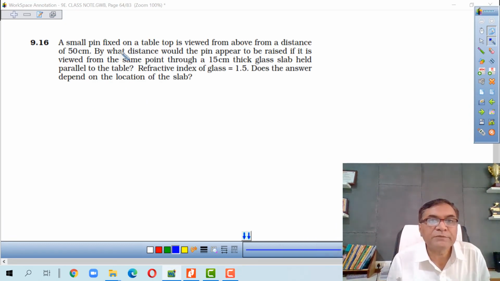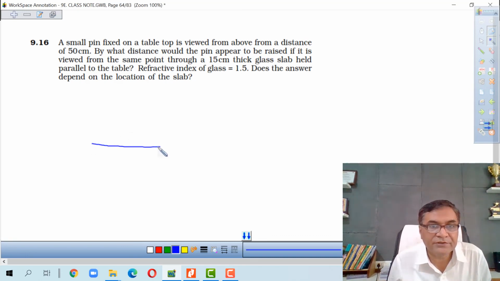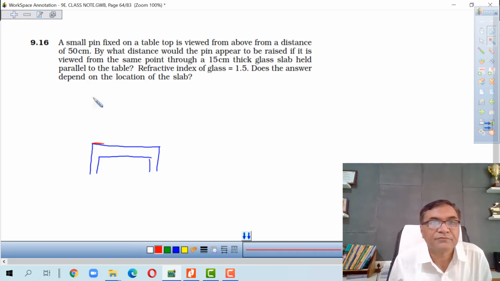A small pin fixed on a table top is viewed from above from a distance of 50 cm. By what distance would the pin appear to be raised if it is viewed from the same point through a 15 cm thick glass slab held parallel to the table? Refractive index is given as 1.5. Okay, so here there is a table, and on it a pin is lying, and it is viewed from 50 cm.